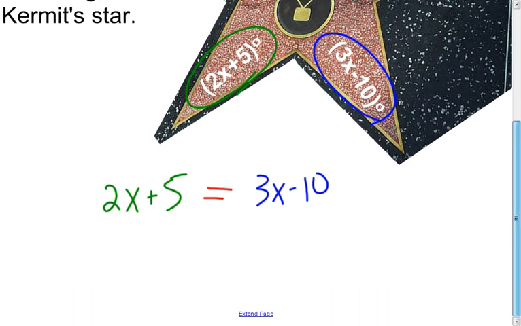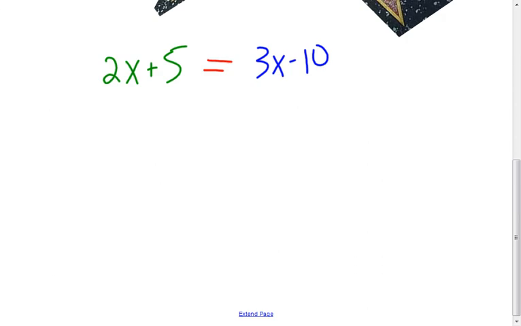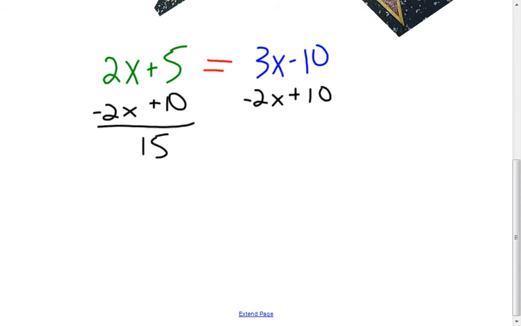Now it's a matter of solving an equation. So what I would do to solve this equation, I'm going to subtract the 2x from both sides, and then I'm going to add 10 to both sides. By doing that, I have 15 equal to x. I just figured out what x is.